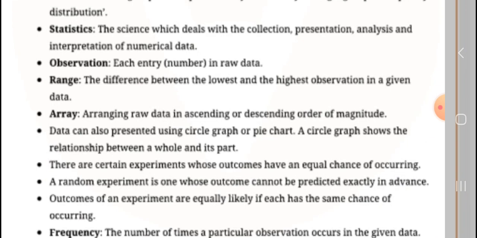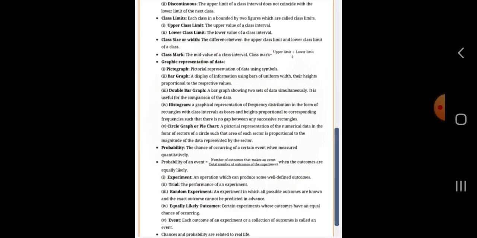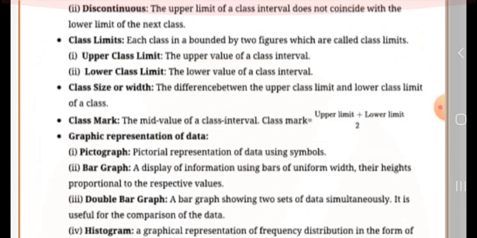There are certain experiments whose outcomes have an equal chance of occurring, and a random experiment is one whose outcome cannot be predicted exactly in advance. We cannot predict the outcome, and the outcomes of an experiment are equally likely if each has the same chance of occurring. And frequency, the number of times a particular observation occurs in the given data, is its frequency.